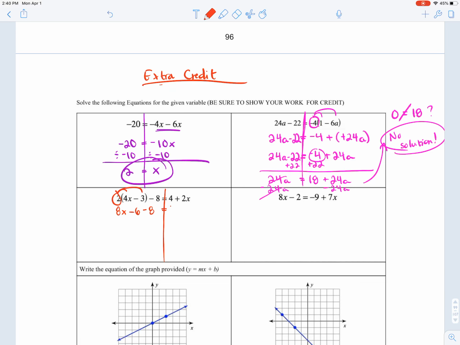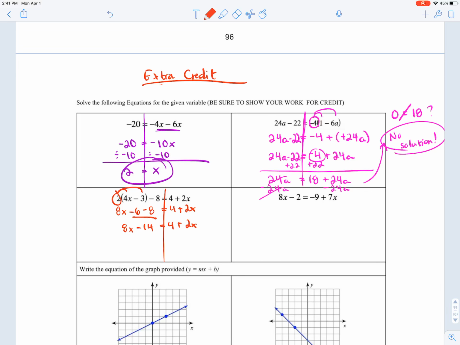Now I can get rid of those parentheses. And then I have 4 plus 2x on the right side. Negative 6 minus 8, that's what I'm solving right now. 8x, so that's going to be negative 14, so minus 14 is equal to 4 plus 2x.